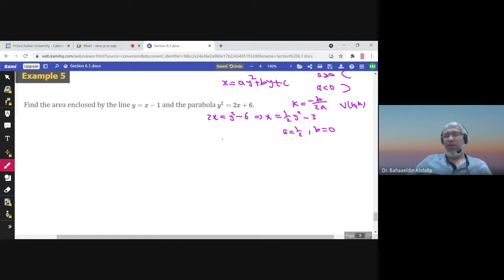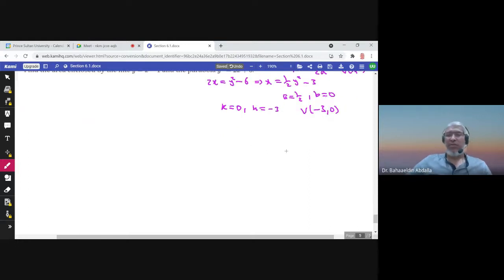B is 0 because b is the coefficient of y and there is no y here. So k would be negative b over anything, which is 0, so k is 0. Now to find h, I replace y by 0. So half times 0 is 0, minus 3, negative 3. So the vertex of this parabola is negative 3 and 0.